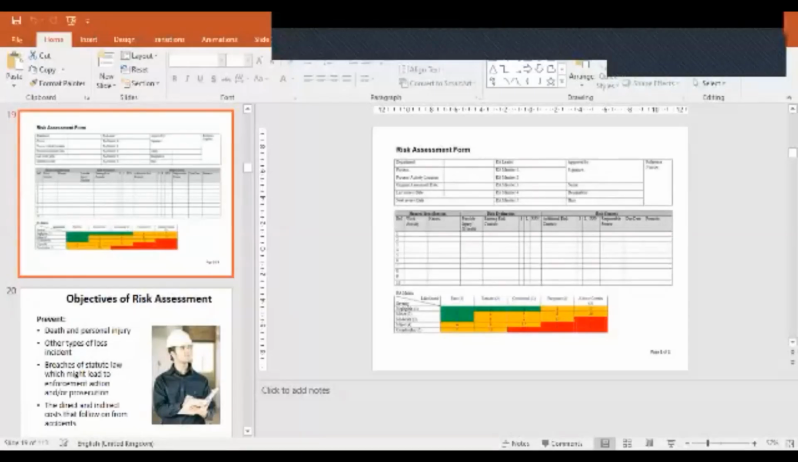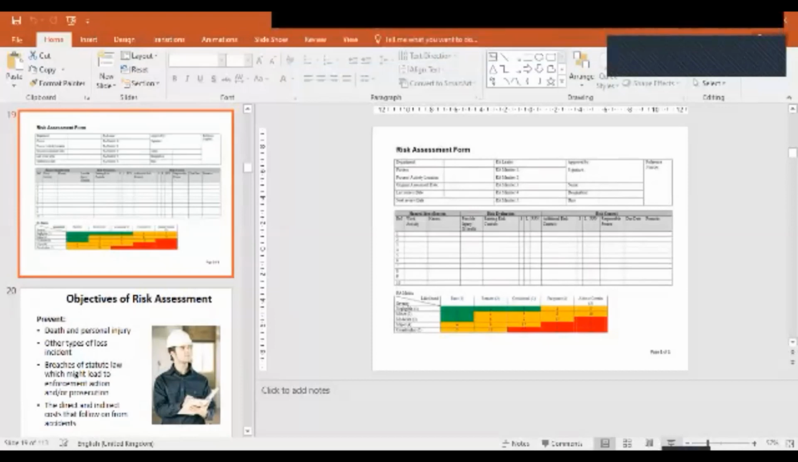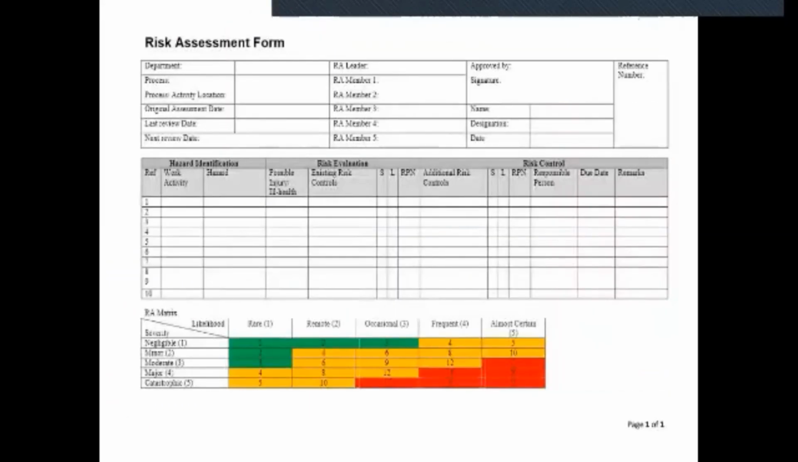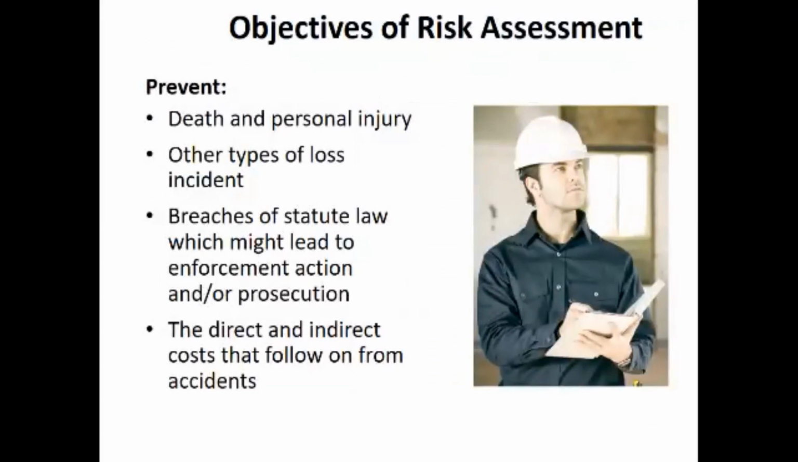Okay, once again I will explain here. I will start here. Right. Okay, already the risk assessment form, and also I will once again explain some other locations also. Okay, here are the objectives of risk assessment.